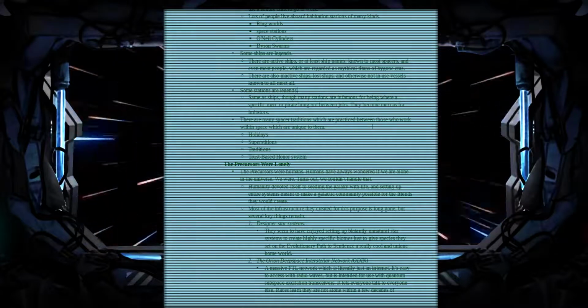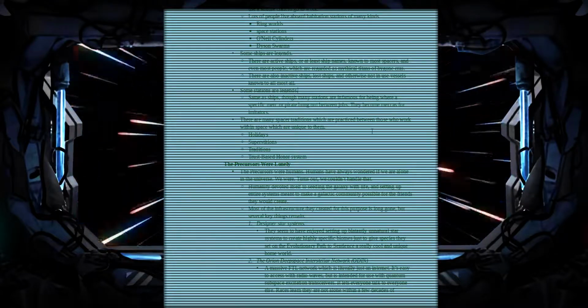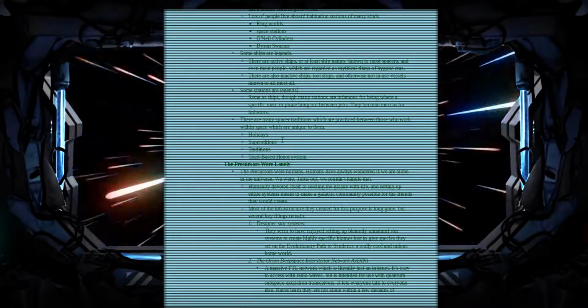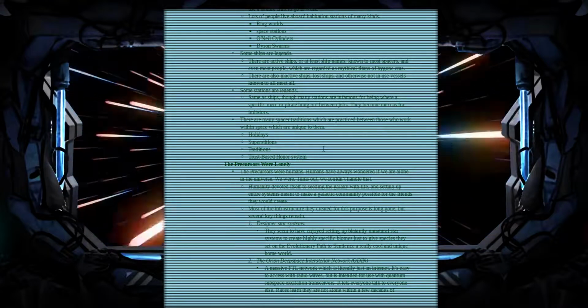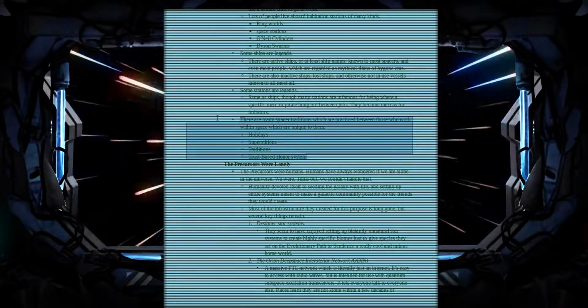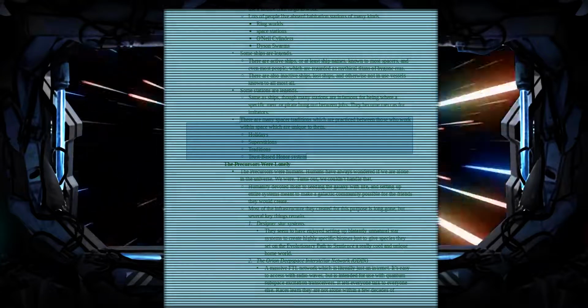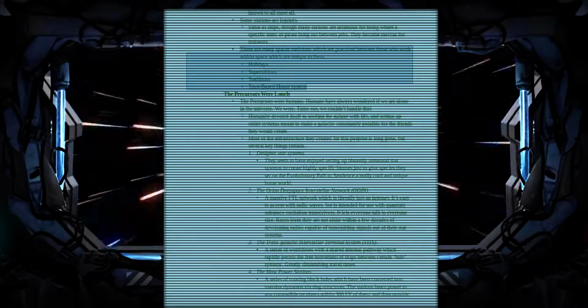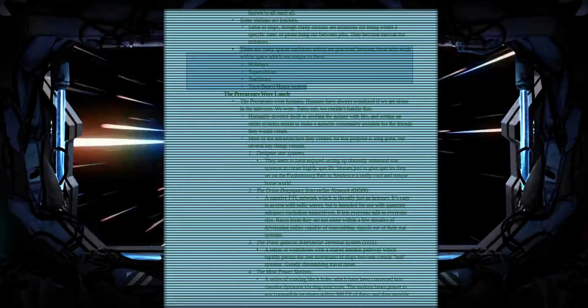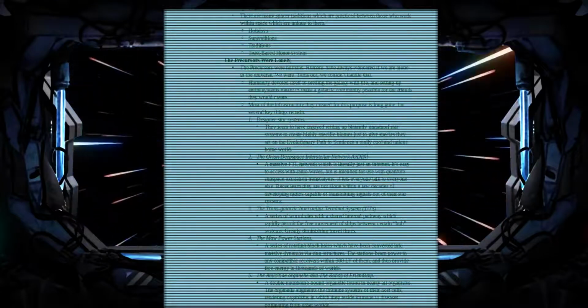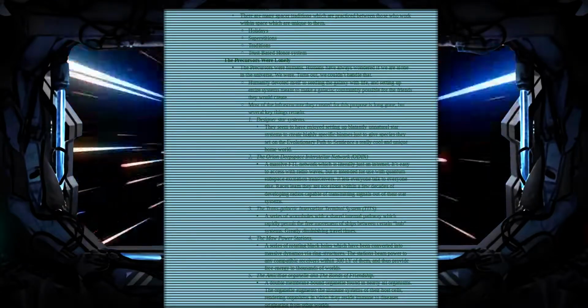Spacers also have their own traditions, which are practiced between them. They have their own holidays, superstitions, traditions, and a trust-based honor system, and this will later be expanded out to a general culture write-up, but we're not doing that right now. We're doing the general broad brushstrokes. We're blocking it.